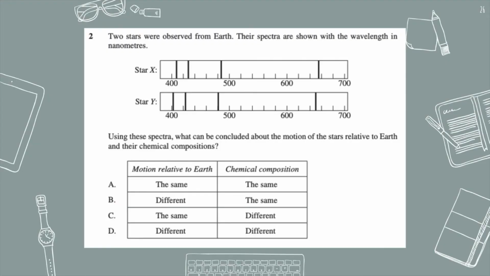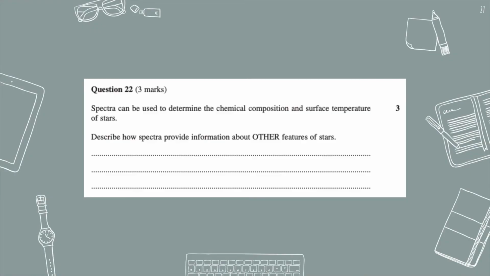Question number 2 in last year's HSC examination was a question that was looking at the spectral lines produced by two different sources. And we can see here in the question that the two categories they're looking at is motion relative to the Earth and chemical composition. Now, if we skip forward to question number 22 in the extended response, we see that it is also asking a question based on the stellar spectra, and it is asking us to talk about information regarding other features of stars.